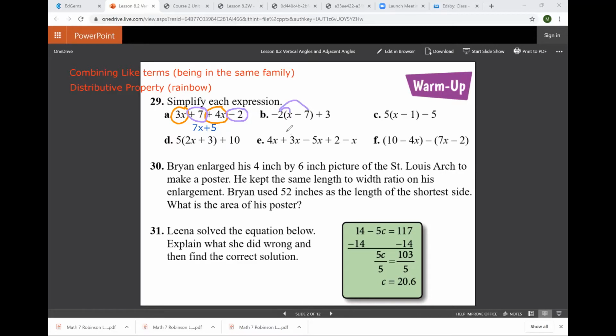So there we go. So we have -2 times x, which will give you a -2x. And then I have -2 times a -7. A negative times a negative is a positive. So 2 times 7 is 14. So you're kind of thinking of it in two pieces. A negative times a negative is a positive. That tells me my sign. And then 2 times 7 is 14. And then I just bring down the +3.